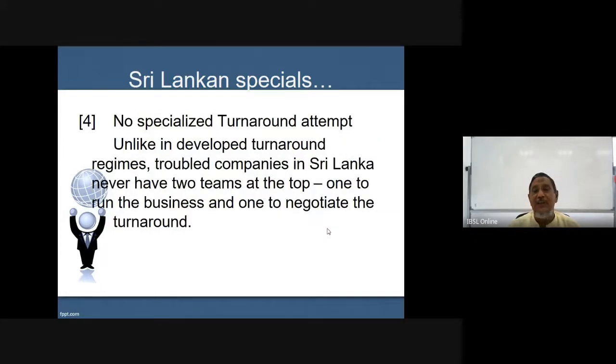No specialized turnaround attempt, like undeveloped turnaround regimes. Troubled companies in Sri Lanka never had two teams at the top, one to run the business and one to negotiate the turnaround. So there are no specialized teams available in Sri Lanka.